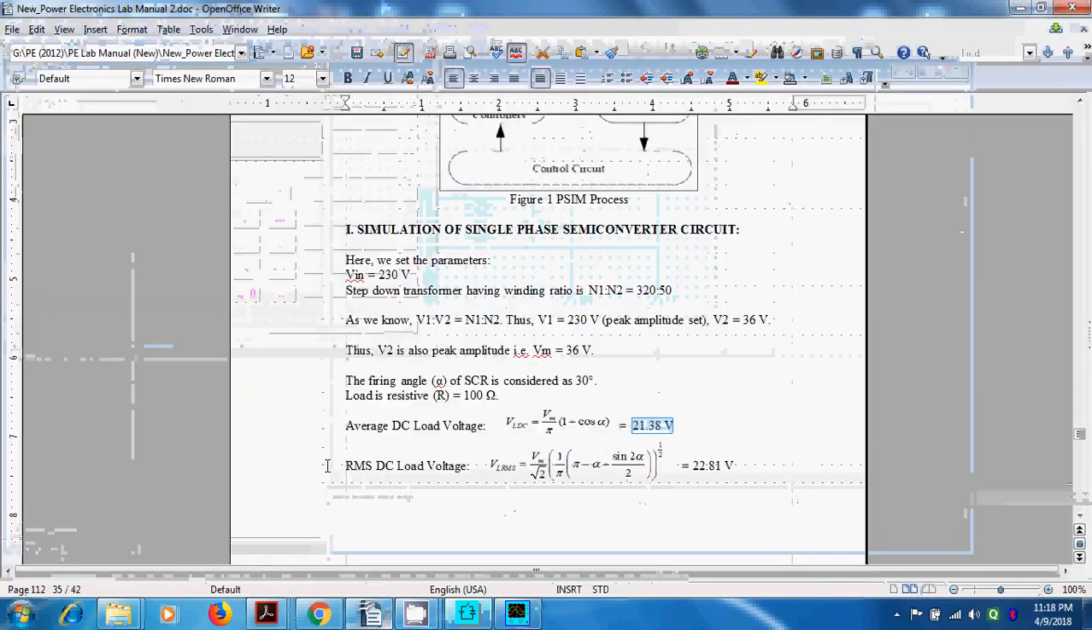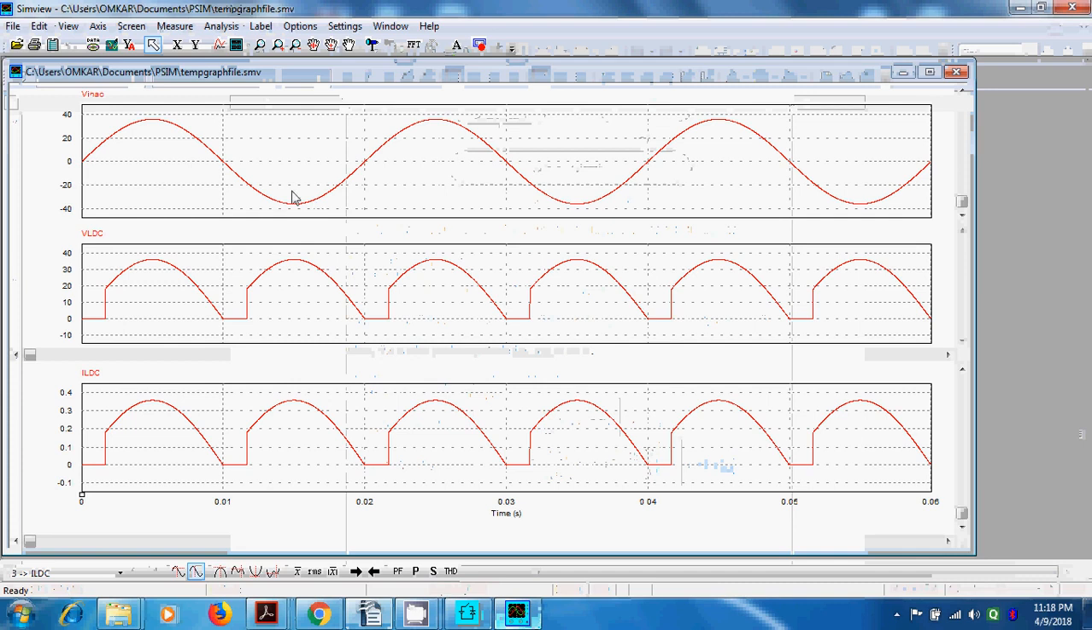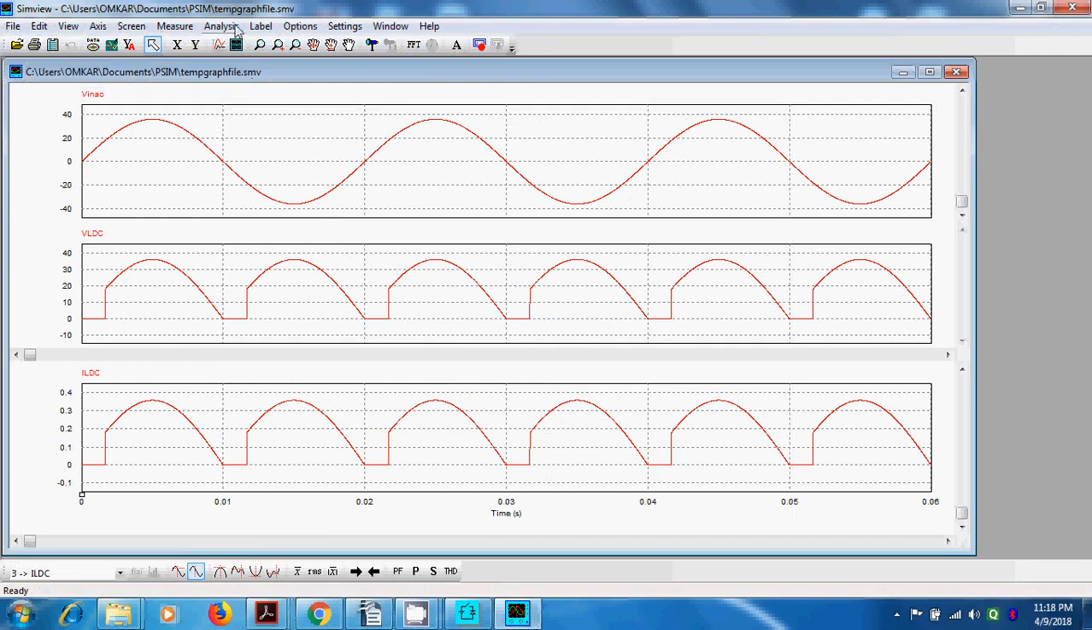Next parameter is RMS DC load voltage. The formula is Vm upon root 2 into under root of 1 upon pi into (pi minus alpha plus sine of 2 alpha upon 2), where alpha is 30 degree here. If we use the formula theoretically, the answer will be 22.81. You can do it on your own with the help of a calculator. So theoretically 22.81 volt. Now let us see practically how much the simulated DC RMS voltage will be.